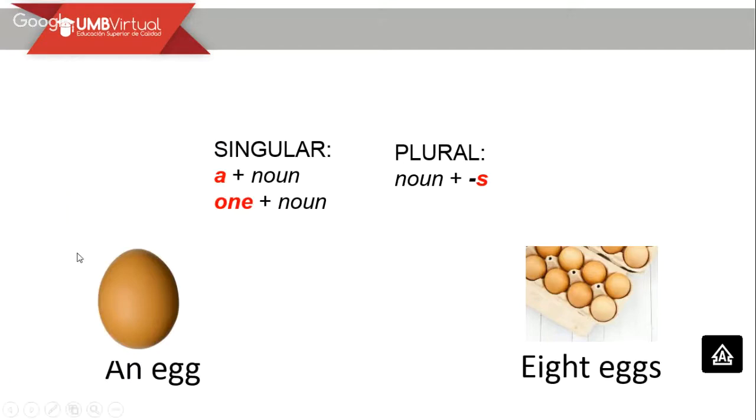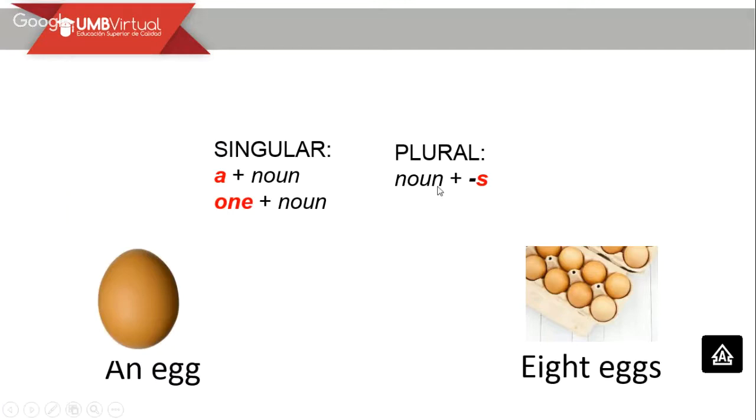Okay. Right here, we have singular nouns and plural nouns. As you can see right here, in singular we have a plus noun and one plus noun. There are two possibilities, as you can see in this example: an egg or one egg. Both of them are possible, and both of them are correct. Most of the time when we are writing a sentence, we use a, okay? But it is possible as well to use one. There is an egg or there is one egg.